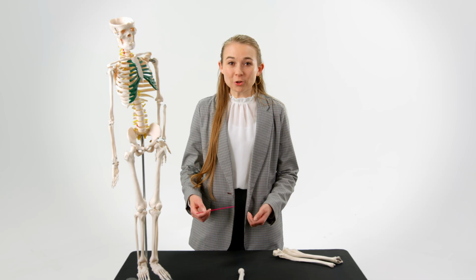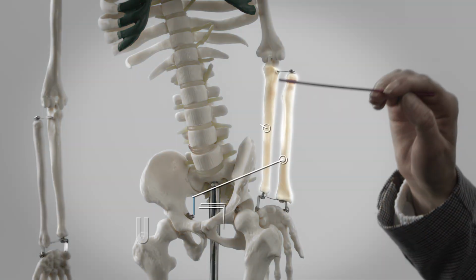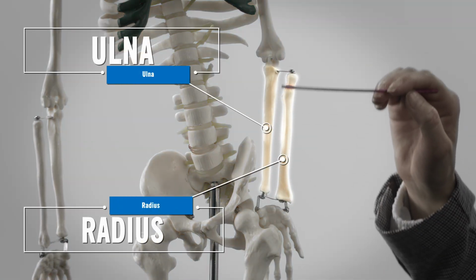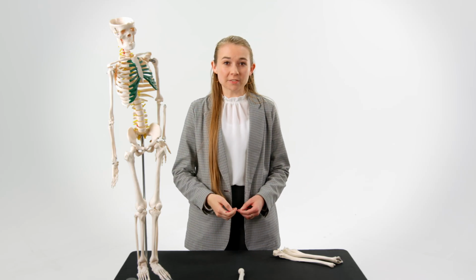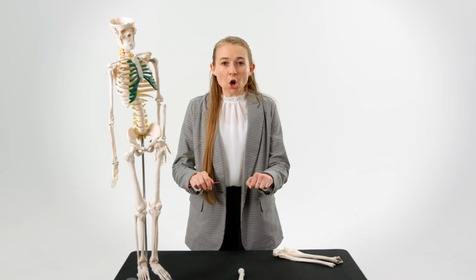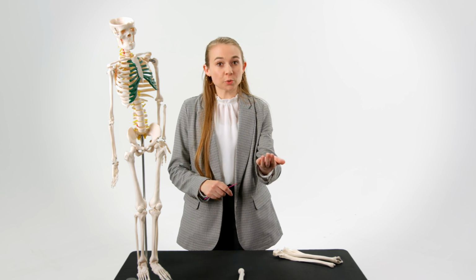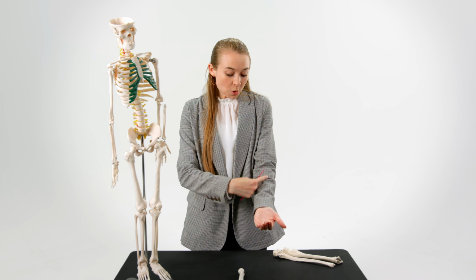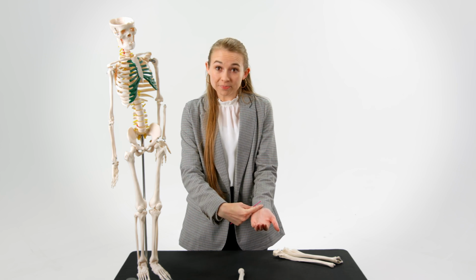We will now cover the radius and the ulna. These are the bones of the forearm shown here. An interesting aspect of these bones is that they will cross over each other when we flip our hands. Remember the anatomical position is with our palms forward like this. So in this position, the bones will be parallel to each other.